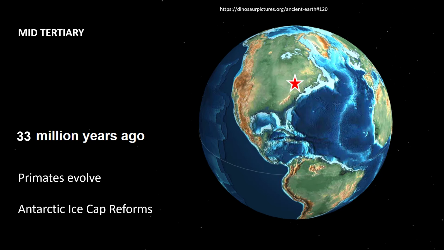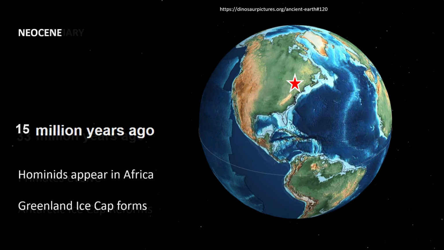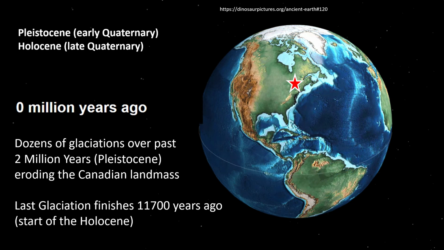The Antarctic ice cap reforms in the mid-tertiary. 15 million years ago, hominids first appear in Africa. The Greenland ice cap forms again. And here we are nearing the present. The Pleistocene, which is the early Quaternary, and the Holocene, which is since the last glaciation.